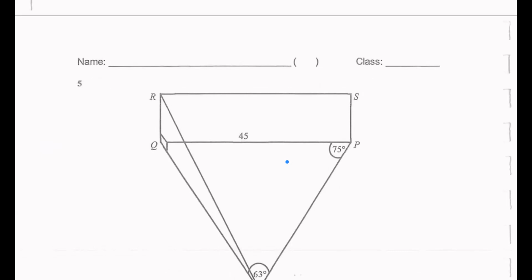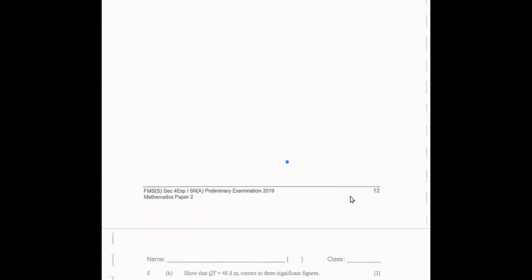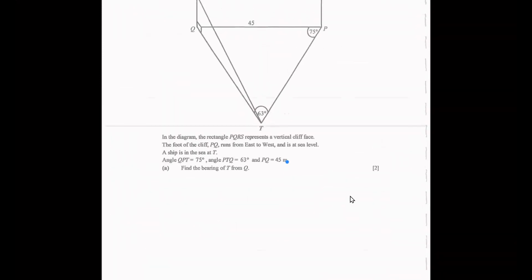What's the next question I ask you to do? Question 6. Okay, scroll. Find question 6 first. Oh yeah, here I ask you to skip question 5, right? Because it actually involves bearings, sine rule, and cosine rule. Do you remember those?